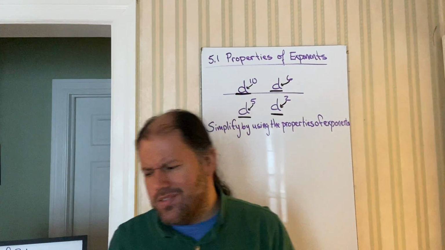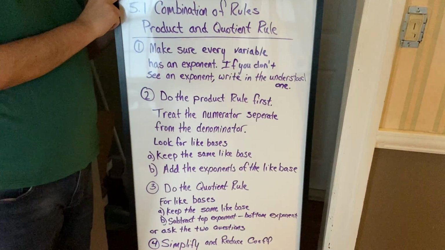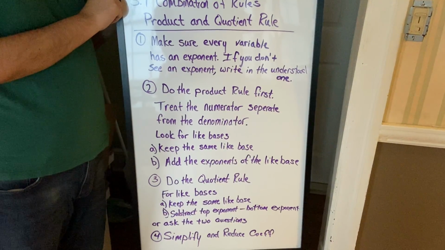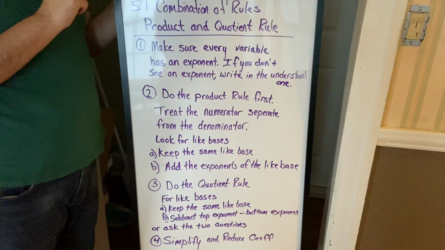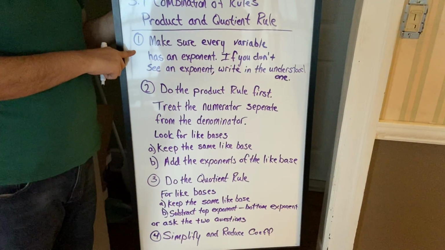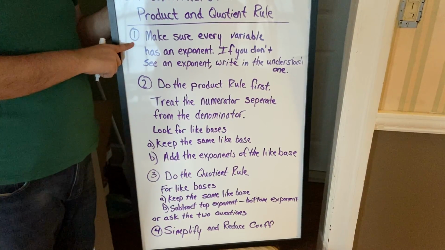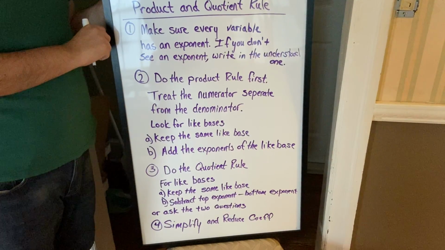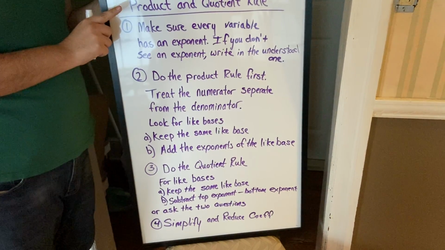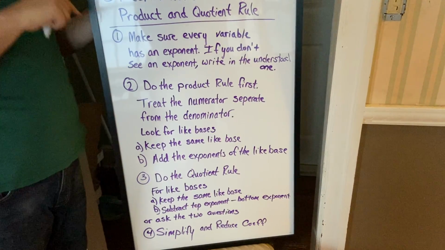So I wrote out some steps. It's called combination of rules. We're going to be adding to this list. So just know that there are more than these rules for combination. But for 5.1, since we only learned 2 rules, the first thing is make sure that every variable has an exponent. If you don't see an exponent, write in the understood one. Every guy that we had up here had an exponent, but if you just had D and no number for an exponent, slip in a 1.